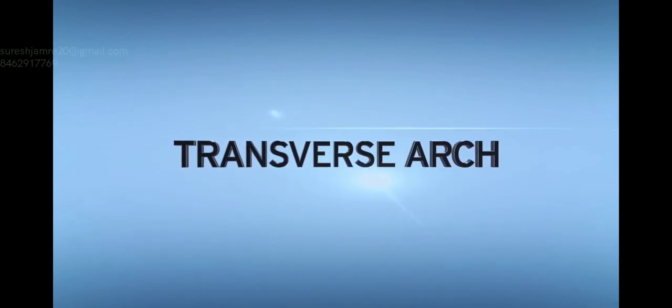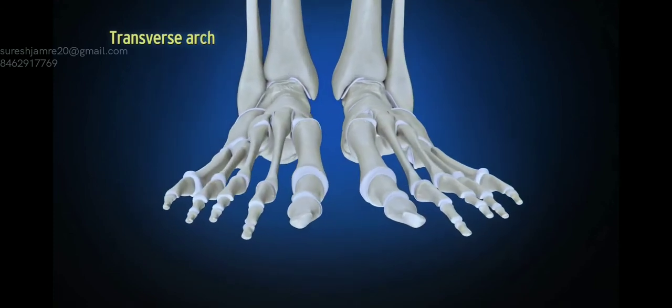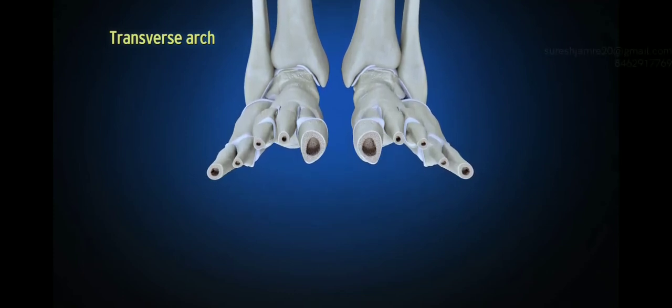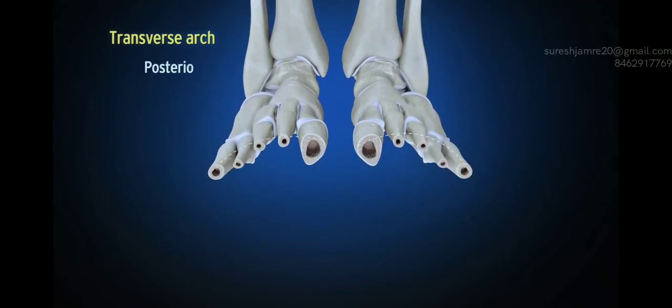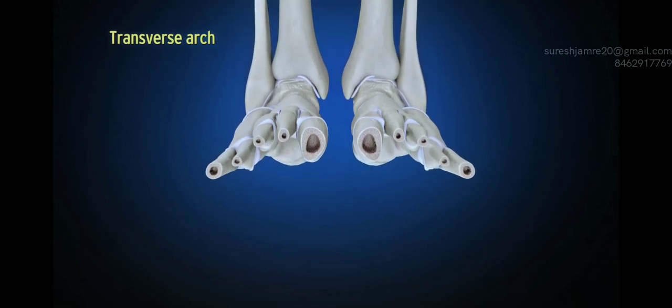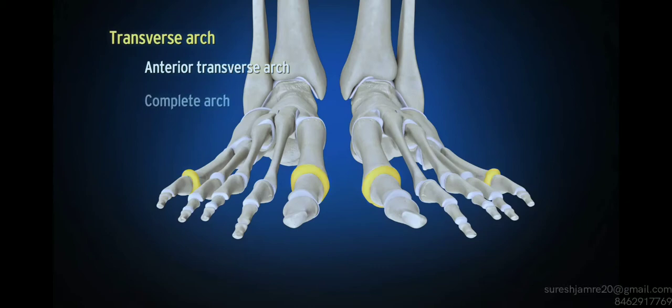Transverse arch. It consists of anterior and posterior transverse arch. Anterior transverse arch. It is formed by the heads of 1st and 5th metatarsal bones. It is a complete arch.